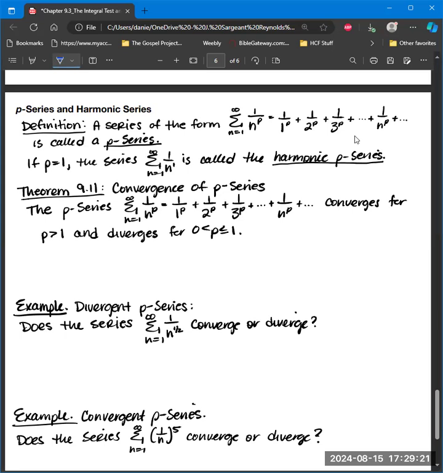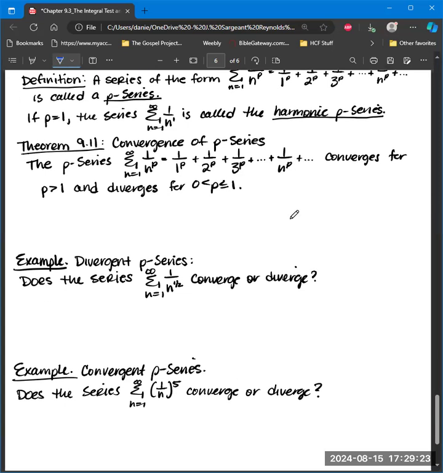So what are the conditions for convergence for a P series? The P series, the summation from n equals 1 to infinity of 1 over n to the p, converges for p greater than 1 and diverges for p greater than 0 but less than or equal to 1.